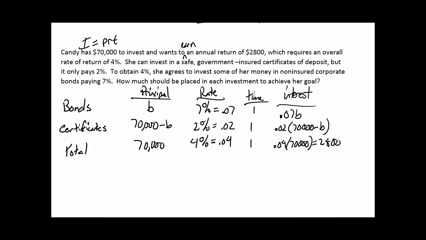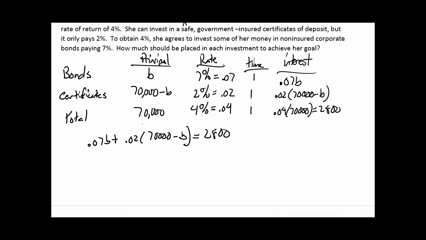So what type of equation can we set up from this? Well, we know that the amount from one investment plus the amount from the other has to equal the total. So 0.07b plus 0.02 times (70,000 minus b) all has to add up to 2,800. And at this point, we have a nice, lovely equation that we can just go ahead and solve. I would have your calculator handy here for this.